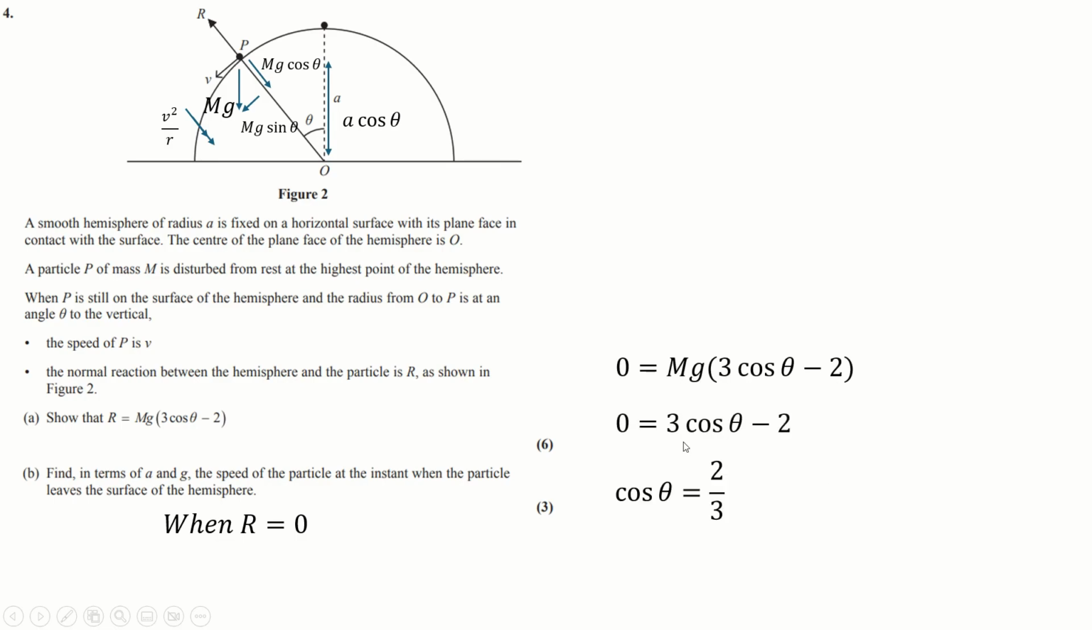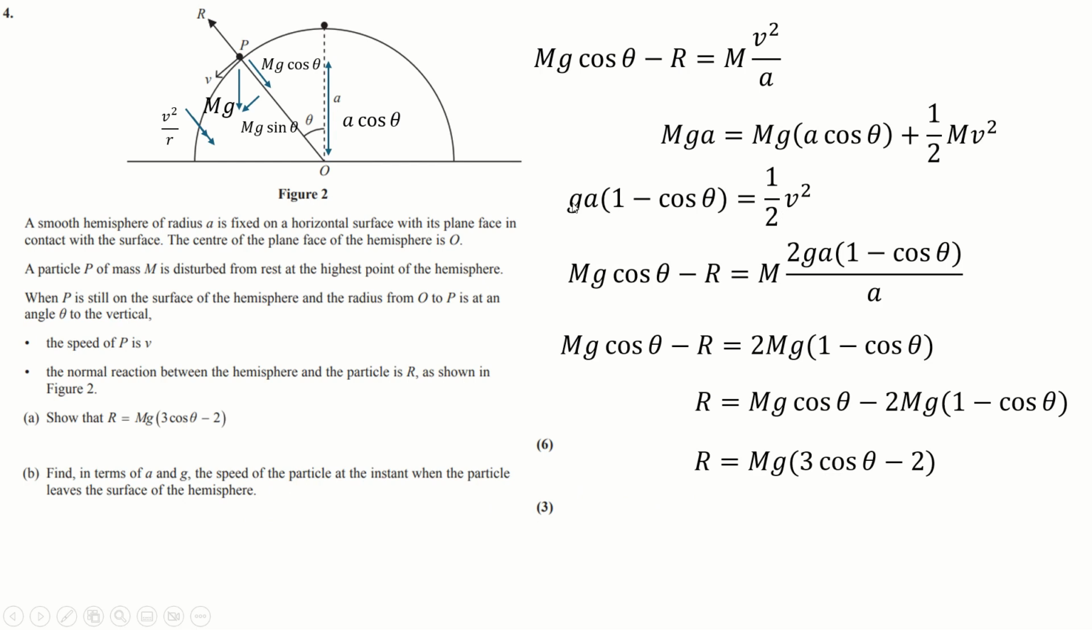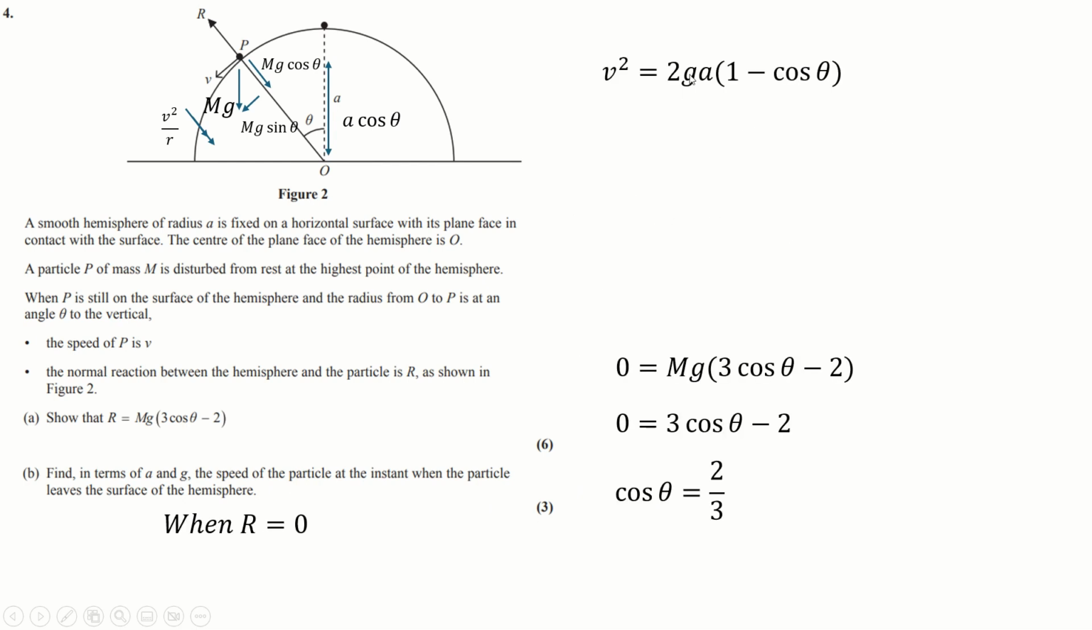And now you could solve this for theta, but it's actually unnecessary because you're being asked for the speed of the particle at the instant that it leaves. If you remember going back a second, we have a formula for the speed. It's just twice this, right? V squared is twice this. So let's put that back up here and just put in cos theta is 2/3. And then, of course, we can square root, and we'll end up with v is that.